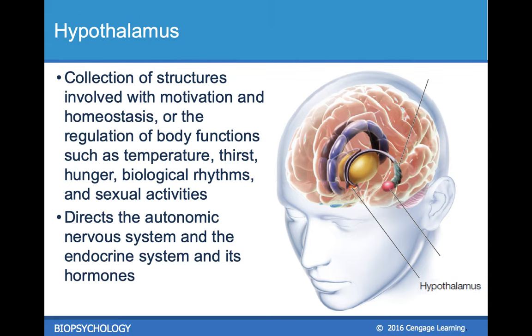All right, so our hypothalamus is a collection of structures at the very kind of base where, we already talked about the thalamus with that little clamshell in the middle, but underneath that's a little section. It's involved with motivation and homeostasis and regulates body functions such as temperature, thirst, hunger, biological rhythms, and sexual activities. Now, the thing I like to tell students, to help them remember it, is the hypothalamus is involved in the 4 F's. Feeding, fighting, fleeing, and mating.